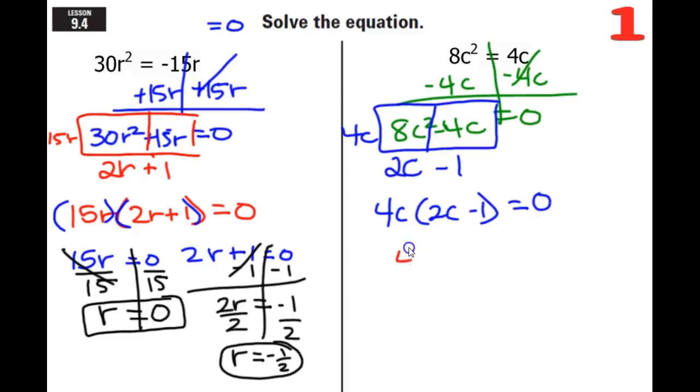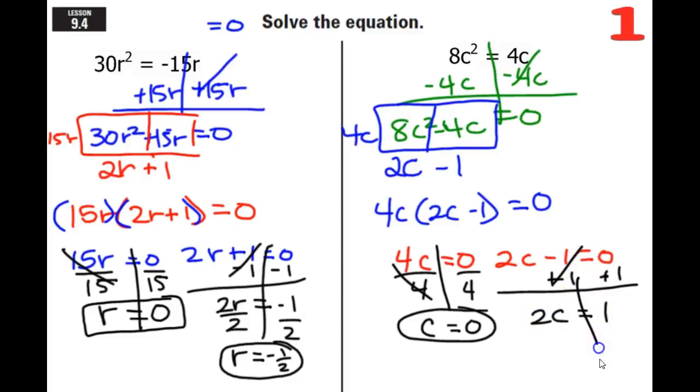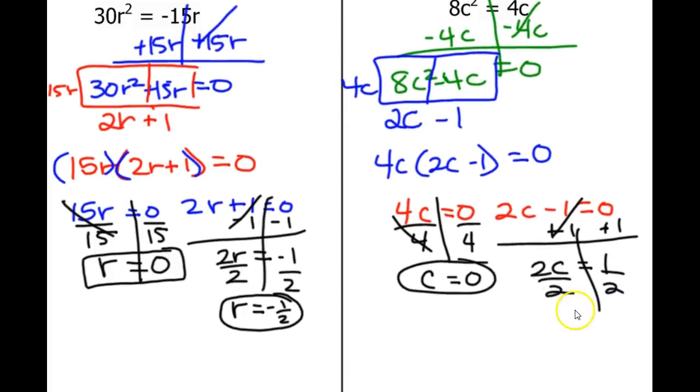If it's equal to 0, we need to set both equal to 0. 2c minus 1. And we happen to get very similar answers on this one. Divide by 4. c is 0. And add 1 here. We get 2c equal to 1. And divide by 2. We get c equals 1/2, or 0.5. Now they won't always turn out to be those types of answers. Could get any answer just depending on how it's solved.